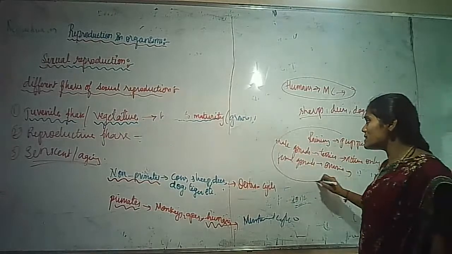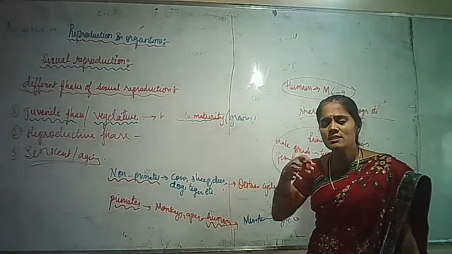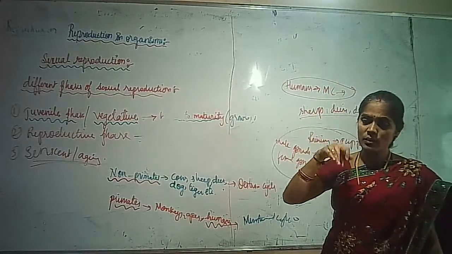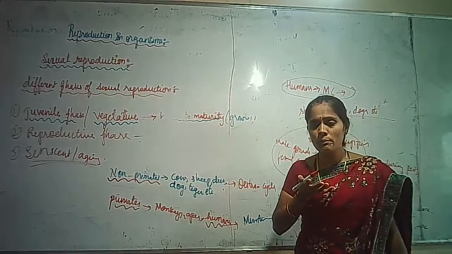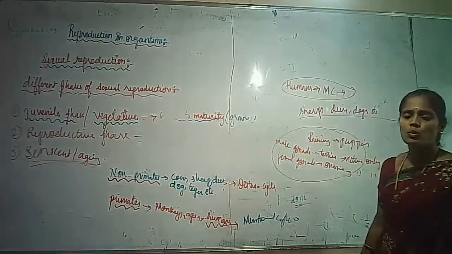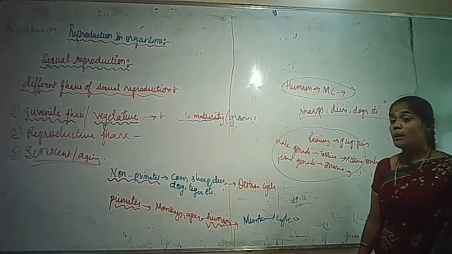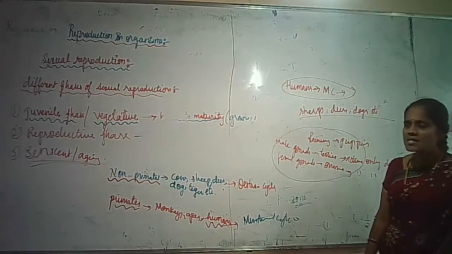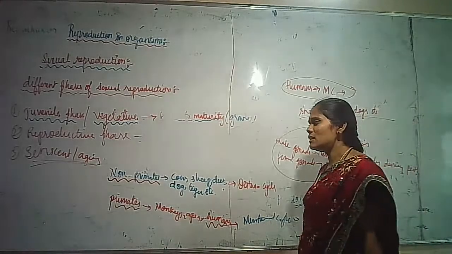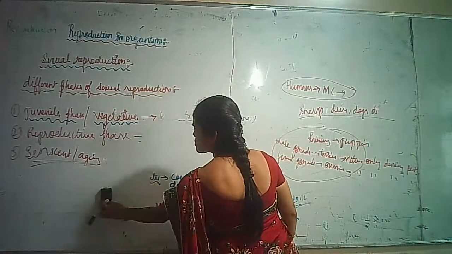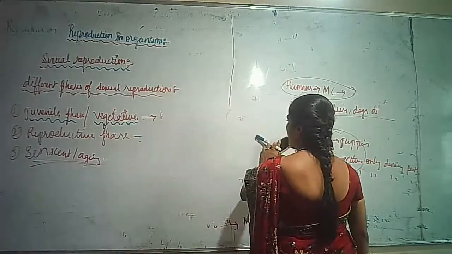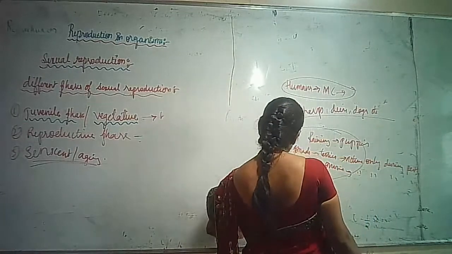Similarly, how do some organisms maintain it? Their testes are not enclosed in the scrotum, so there is no sperm production. When the breeding season comes, the testes are enclosed in the scrotum, so that the animal produces sperms and reproduces, maintaining the seasonal breeding. So this is how we call it the reproductive phase in animals and in plants.